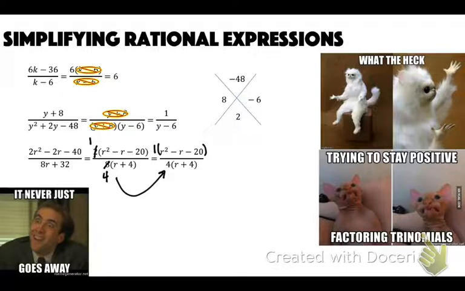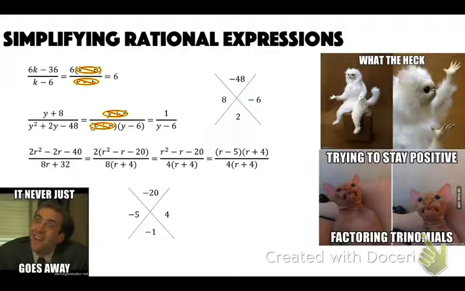Okay, and then we can factor the top. So see what multiplies to be negative 20, adds to be negative 1. It's negative 5 and 4, so this is r minus 5 and r plus 4 over 4 and r plus 4. So those r plus 4s are going to cancel out, and I'm just left with r minus 5 over 4.